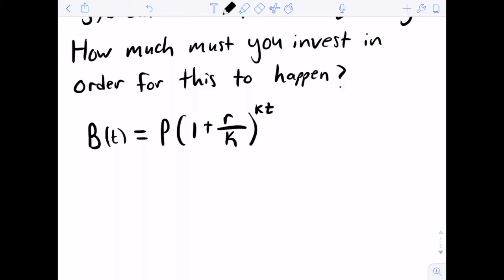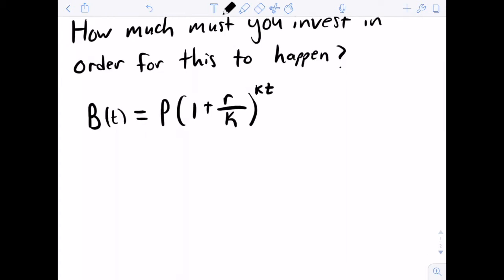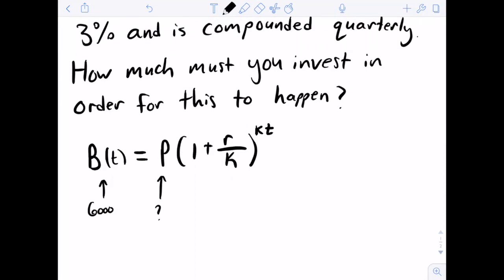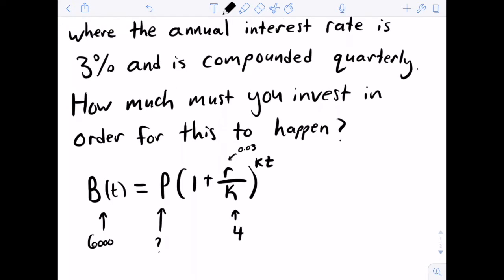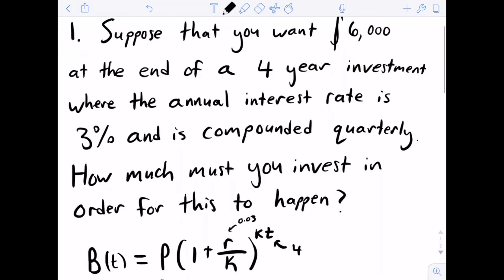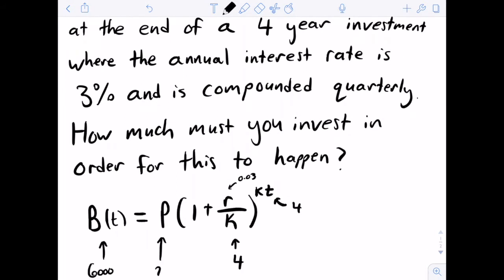Okay, so in our case, here the b is the 6,000, that's how much we want. What we don't know is the p. We want to know how much do we have to invest in order for this to happen. The r we know is 3%, right? So we're going to write that as 0.03. The k is 4 because it's saying we want to compound quarterly. And the t is also 4 because we want to invest within 4 years.